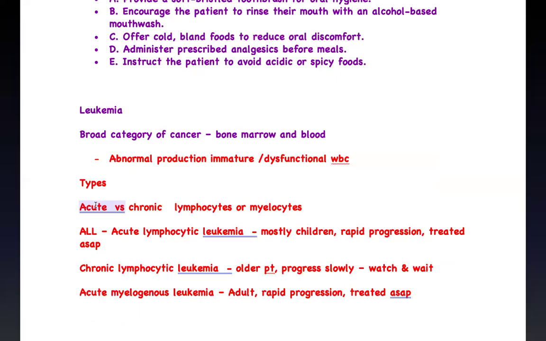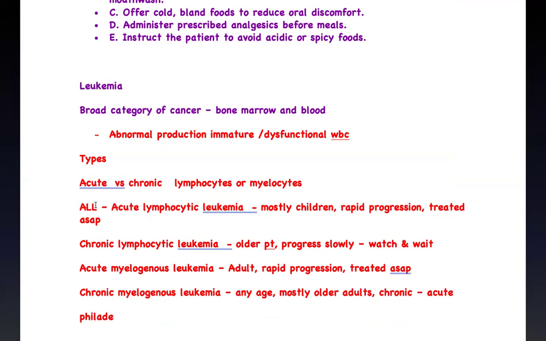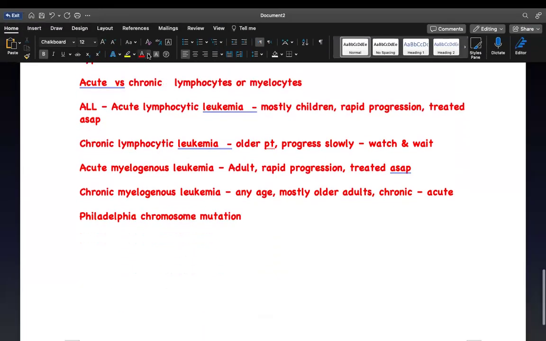The second one is what? Chronic. As you can see, it's just straightforward. But when you see them, it's very worrisome. Chronic myelogenous leukemia. This is older adults. But most of the time, I would say any age group, but mostly older adults, right? There's a chronic phase, that is where you are waiting from, then it can go to an acute phase. There's something we call the Philadelphia chromosome mutation. This is what is associated with that. So these are key pieces of information for you to know quickly related to the disease process.